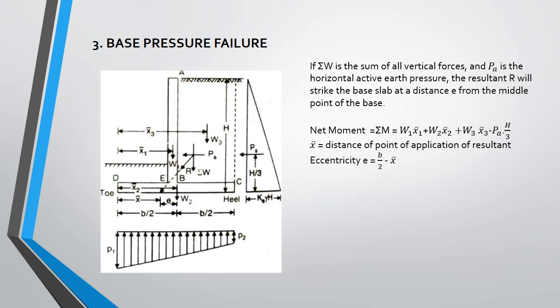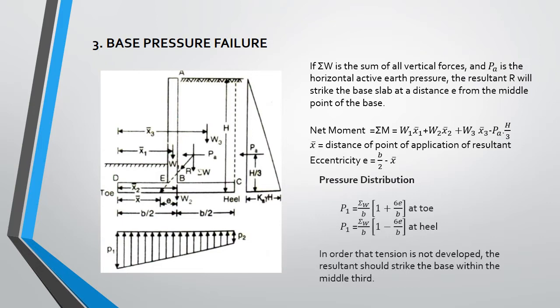Now, if sigma W is the sum of all vertical forces and Pa is the horizontal active earth pressure, the resultant R will strike the base at a distance from the middle point of the base. Net moment sigma M is equal to W1 x1 plus W2 x2 plus W3 x3 plus Pa into h by 3, at a distance of h by 3 from the base. Eccentricity is given as b by 2 minus x. Here you can see the pressure distribution at toe and heel.